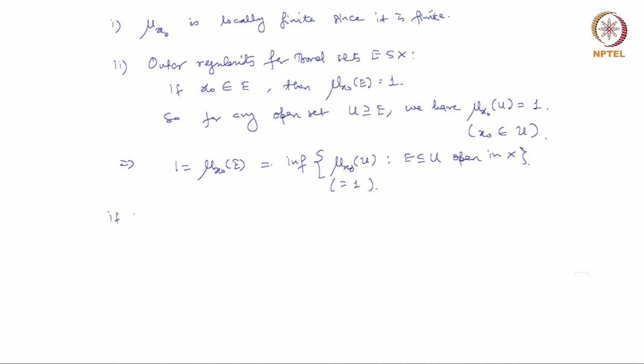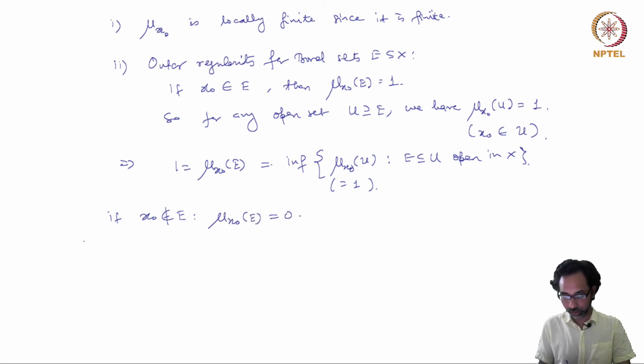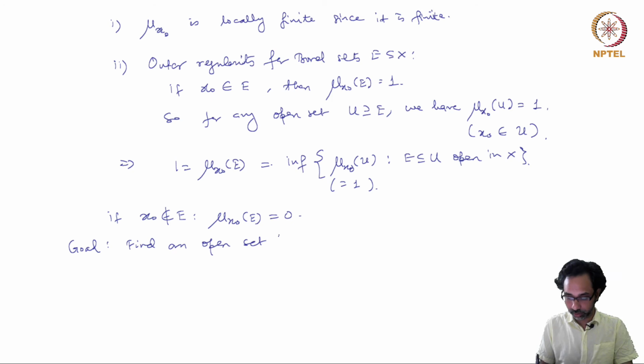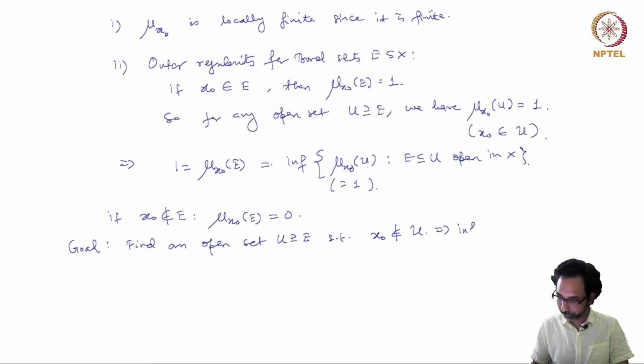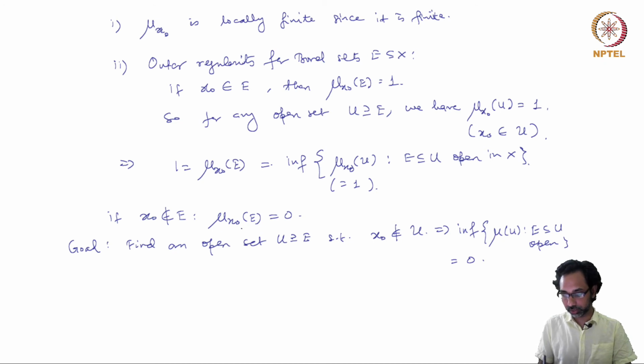On the other hand, if x_0 does not belong to E, we proceed as follows. Of course then mu_x0 of E equals 0, and now we have to find an open set containing E which does not contain x_0. So our goal is to find an open set U containing E such that x_0 does not belong to U. This would imply that the infimum of mu U such that E is a subset of U and U is open is equal to 0, and this would imply that it also satisfies outer regularity when x_0 does not belong to E.